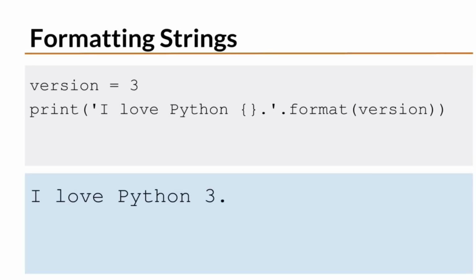Now we can rewrite one of our previous examples that combines strings and numbers with a format method. This eliminates the need to use the str function. In this example, the placeholder is replaced by the value of version, which is 3, and when we run print against this string, we end up with I love Python 3.